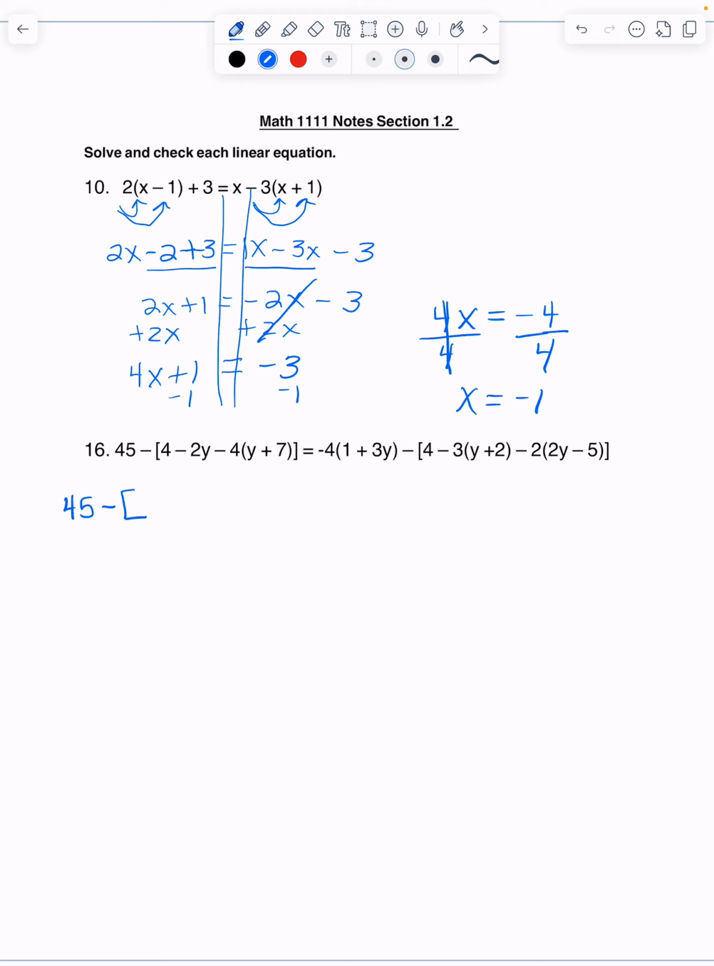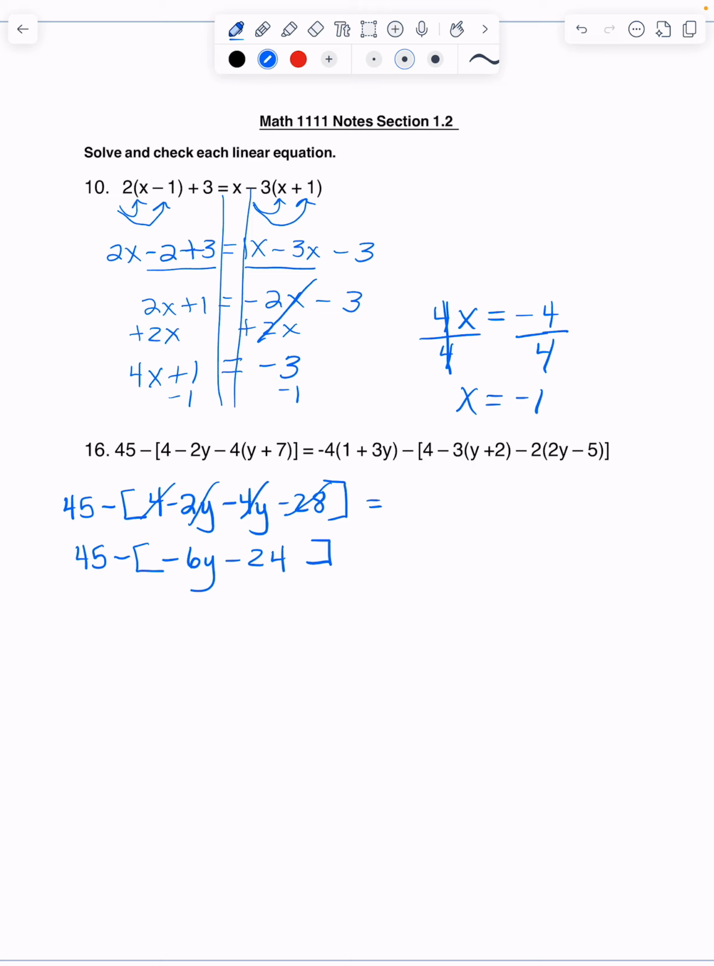So working within the brackets, I'm going to take care of all of my distribution. Negative 4 times y is negative 4y. Negative 4 times 7 is negative 28. So let's add our like terms. Negative 2y plus negative 4y is negative 6y. And a positive 4 added with a negative 28 is negative 24. So I've simplified as much as possible within those brackets.